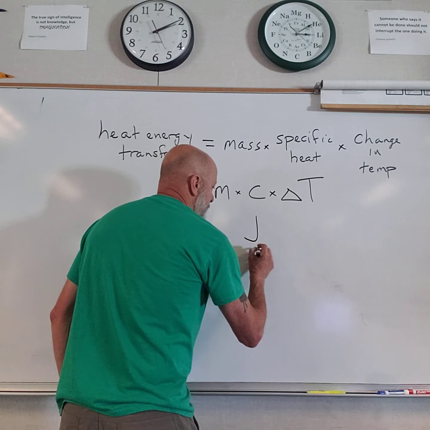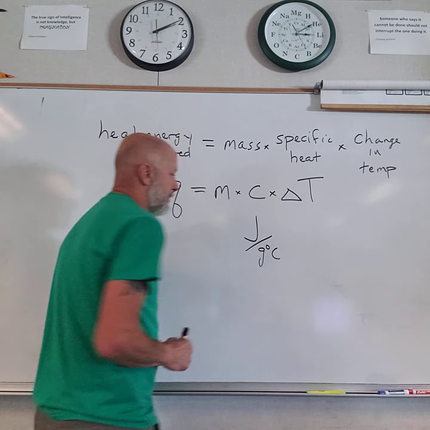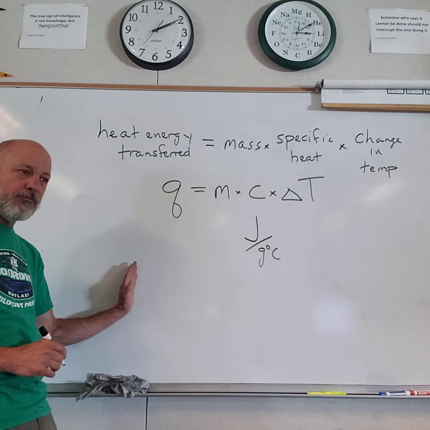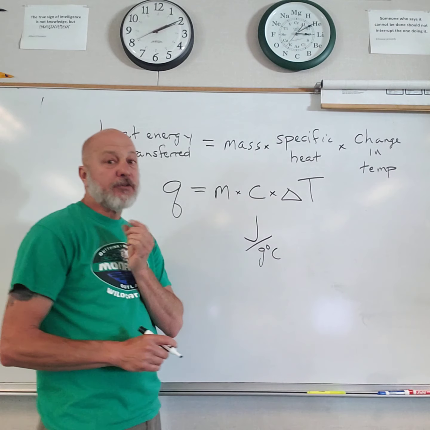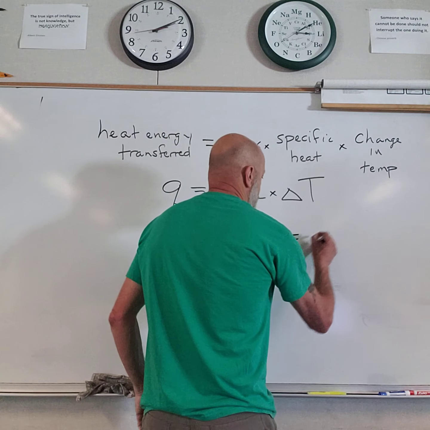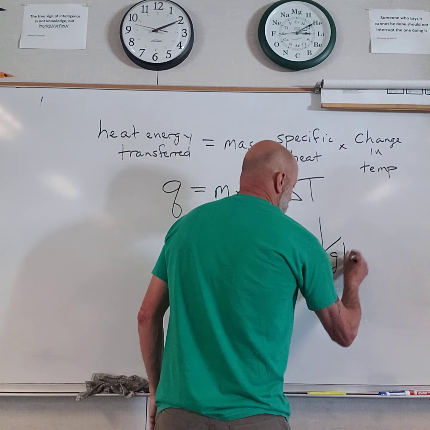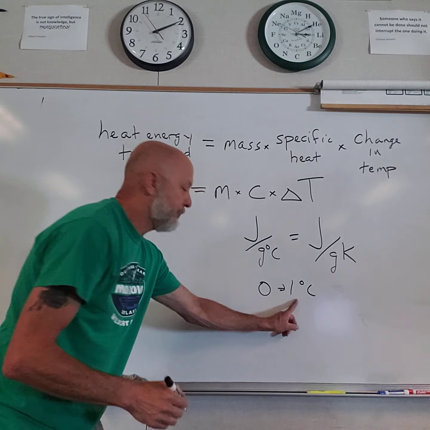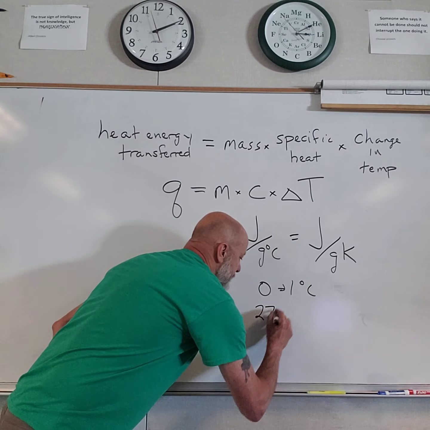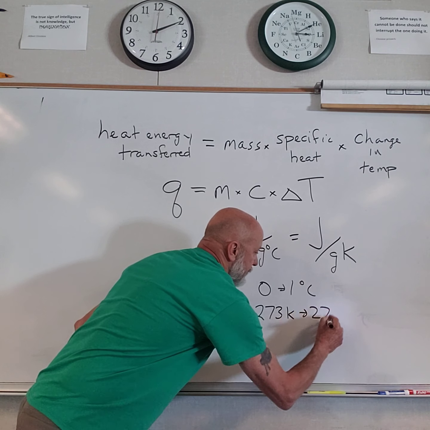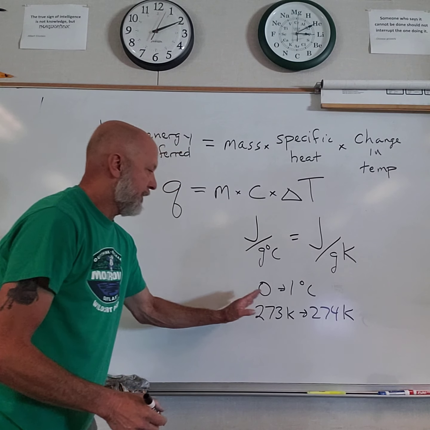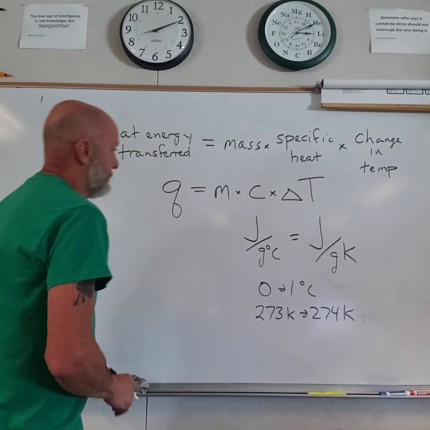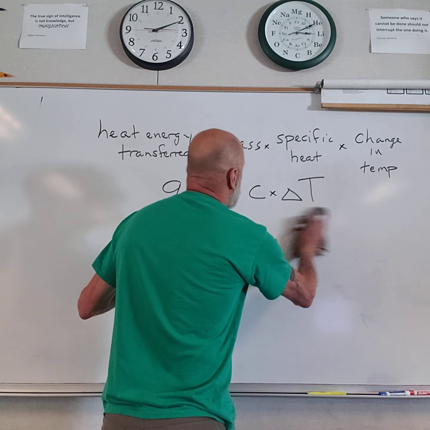When I look at specific heat, wow, joules per gram degree C. But since the change from degree C to Kelvin is just a shift in the 0 point, a change of 1 degree C is also a change of 1 Kelvin. So sometimes you'll see the units written joule per gram Kelvin, right? If I'm going from 0 to 1 degree C, I'm going 273 Kelvin to 274 Kelvin, right? So a change of 1 degree C is equal to a change of 1 degree Kelvin. Okay, so we can look at that in certain problems.